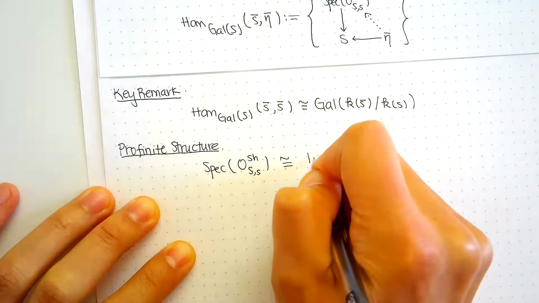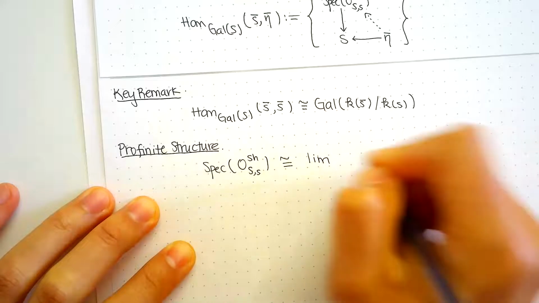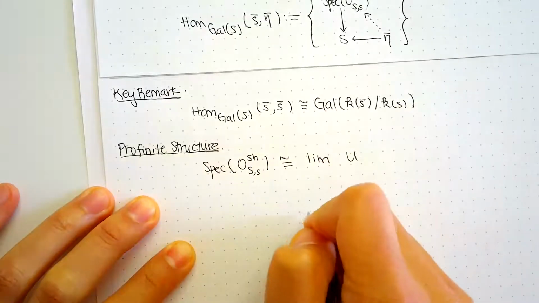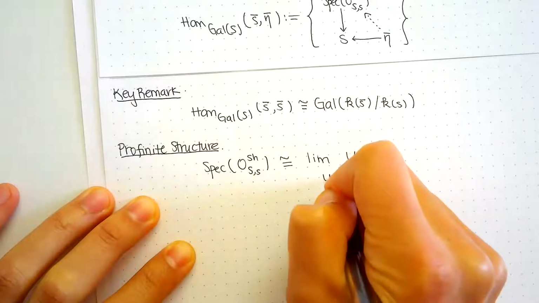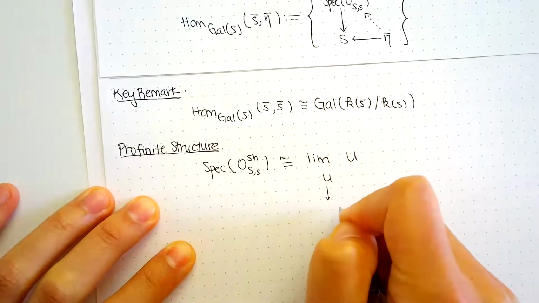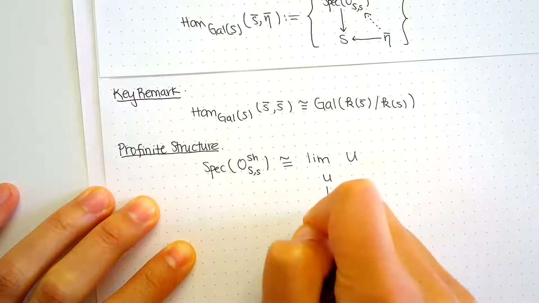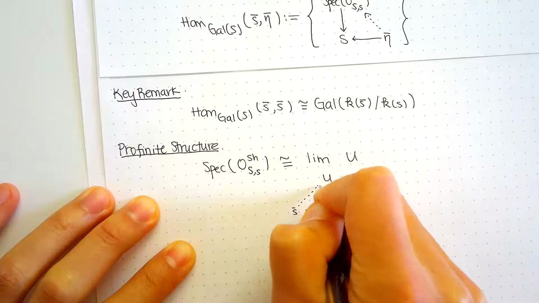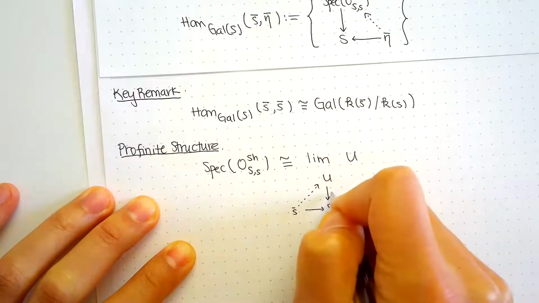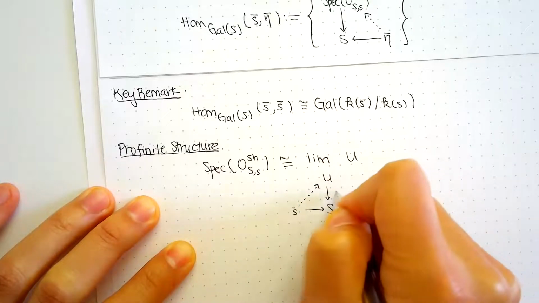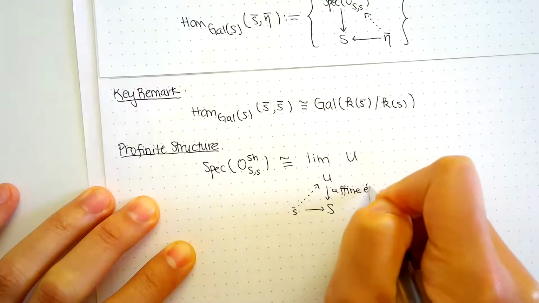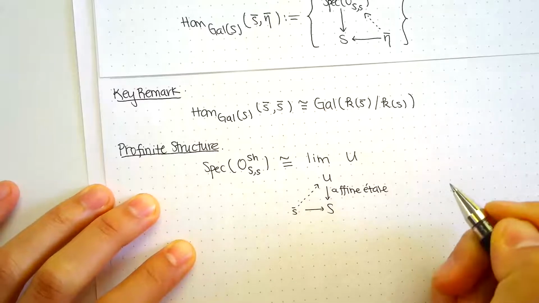So you can write this as a limit of U, where you're looking at a diagram of maps equipped with a lift of this point, where this map, well, you don't have to be so restrictive, but let me just say it's affine Étale. So you can look at.